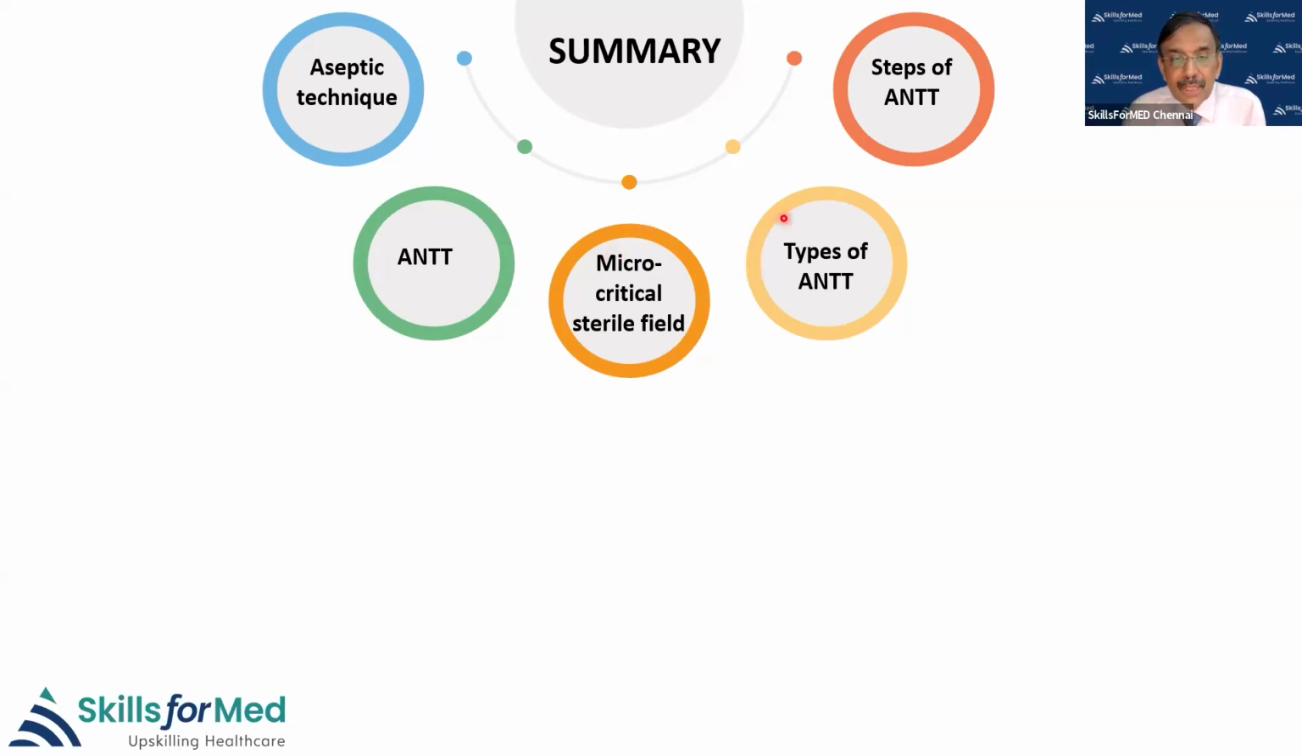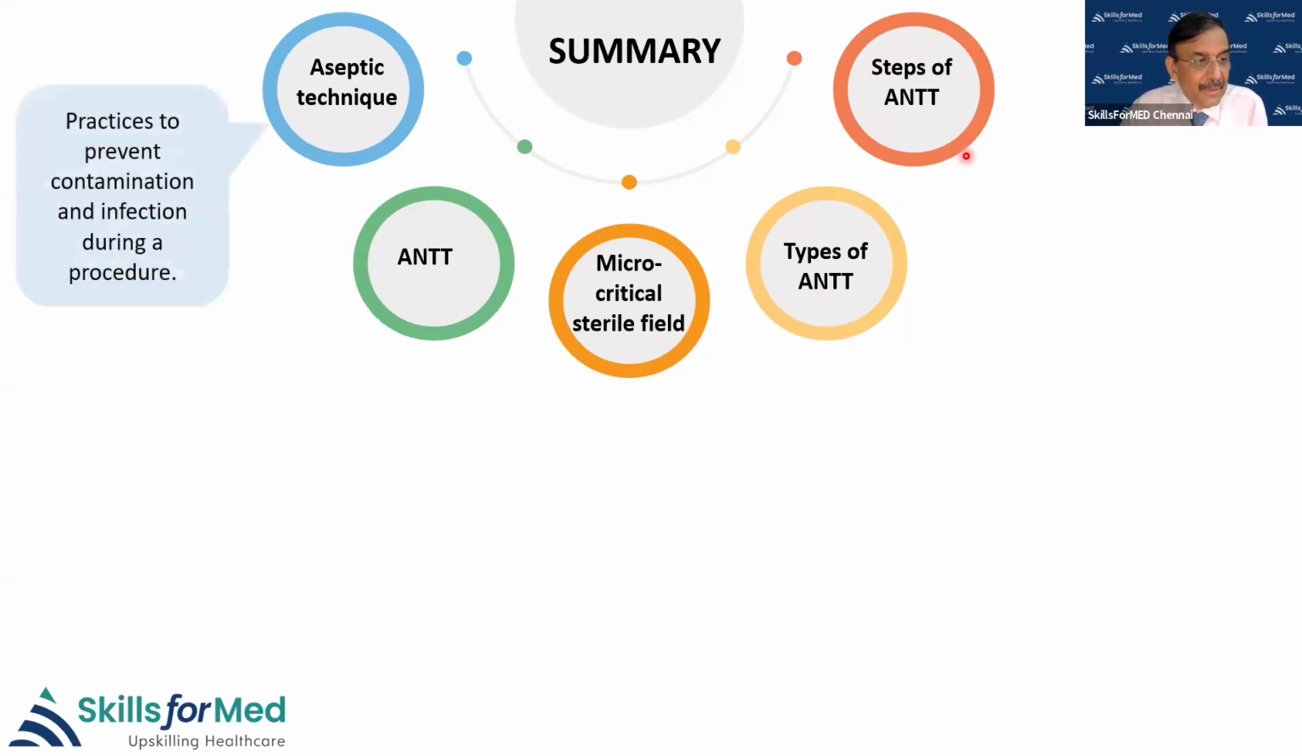And then we talked about the types of ANTT, surgical and standard. Surgical is for sterile procedures and happens usually in theater. But also in the bedside, there are two procedures you have to be very careful about, and also many others like burns dressing. Anything which actually has to be sterile, you have to use the surgical ANTT. And then we talked about the steps of the ANTT, how from hand washing, you do all these things.